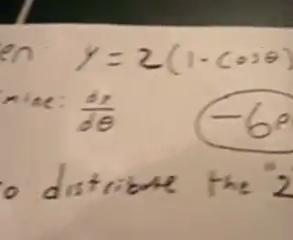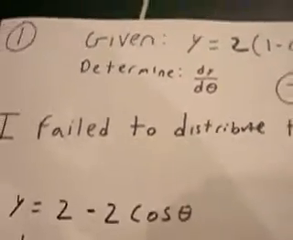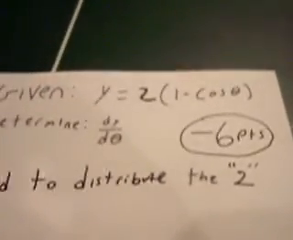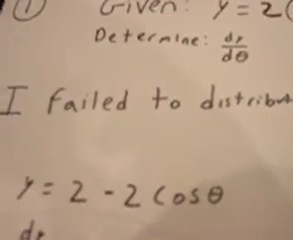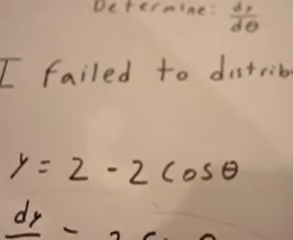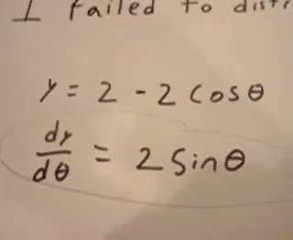The problem was that I miscalculated dy over d theta because I failed to distribute the 2 in the factor. Once that little mistake is taken into consideration, it's pretty easy to solve. You have y equals 2 minus 2 cosine theta, and dy over d theta equals 2 sine theta.